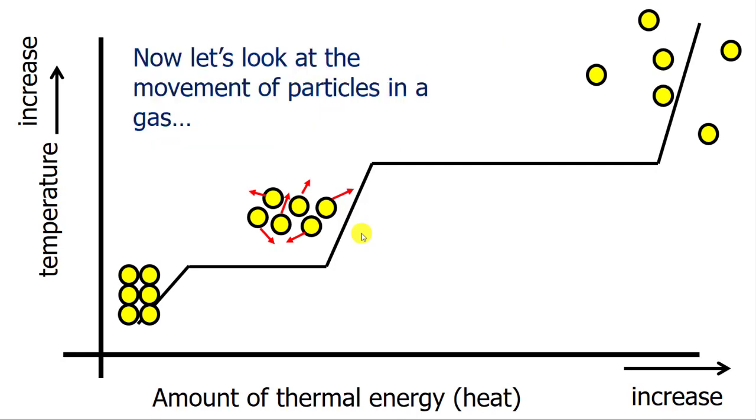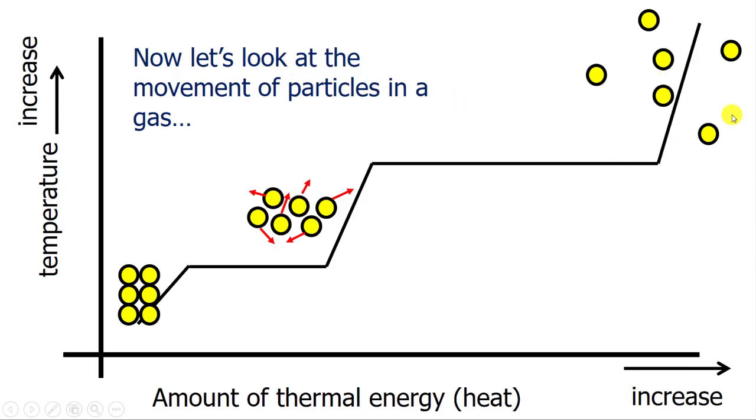Now we're going to look at the movement of particles in a gas. So here's particles in a gas. They go up here, and this is really not drawn to scale because, I mean, these are pretty close together. These don't look that far apart, and they're kind of farther apart. But really, these particles should be like not even on the screen. They should be spread out quite a bit.